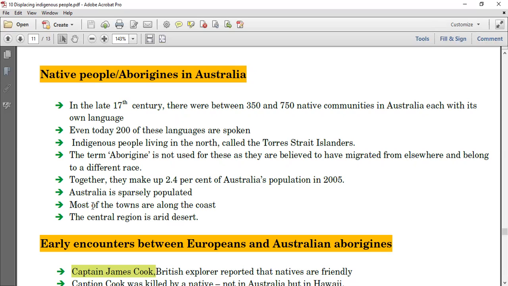Australia is a sparsely populated country, and most of the towns are along the coast. The central region is an arid desert.